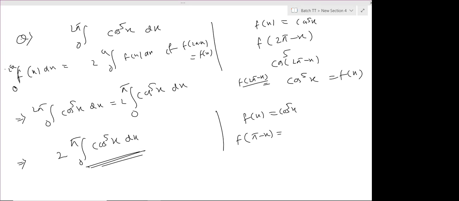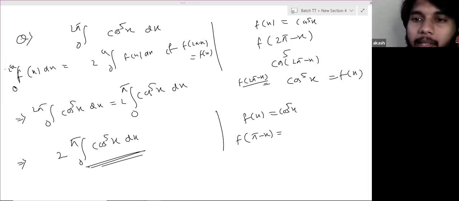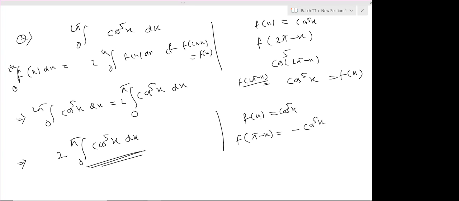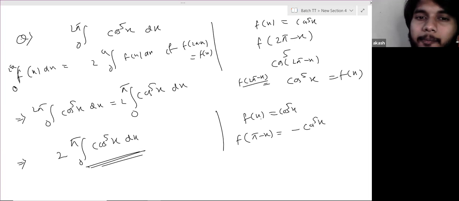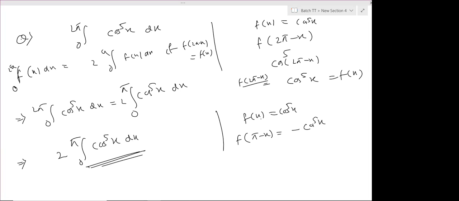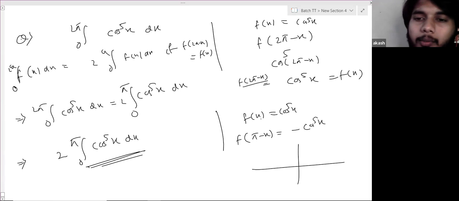So tell me what will be f of pi minus x? Minus cos 5x. So how do you find this value? Like cos of pi minus theta. Okay, how to tell you this in short? You guys all know this.